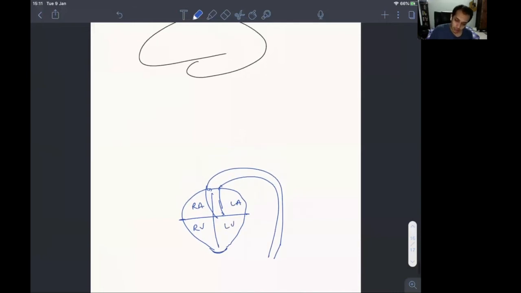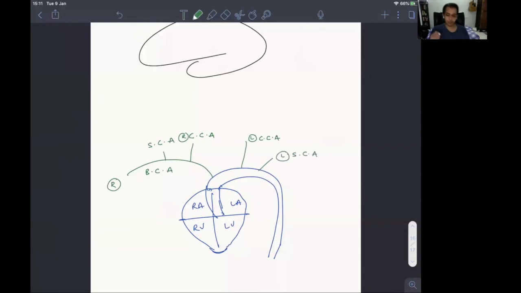Now, on the right side you have your brachiocephalic artery, and from your brachiocephalic artery you have your common carotid artery and your subclavian artery. This is on the right side, and on the left side, directly from the arch of aorta, you have the left common carotid artery and the left subclavian artery. So this is the first part.